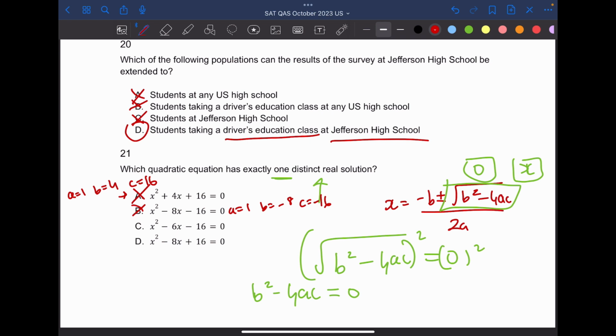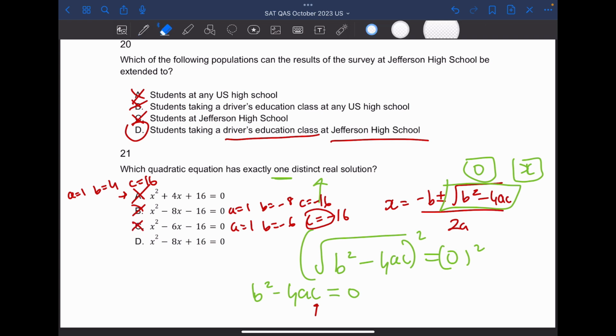Part C, let's do the same thing. a is equal to 1, b is equal to negative 6, c is equal to negative 16. Once again, since c is a negative number, if you plug it in on a calculator, both negatives would give you a positive answer, and you would end up adding both numbers. So C must be wrong as well.